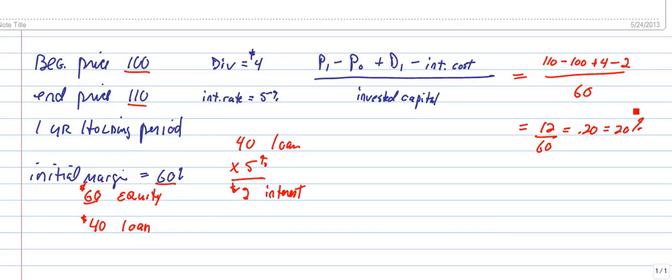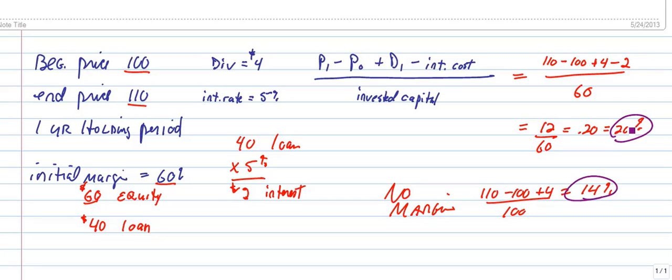Let's compare that to the previous slide. If you remember, no margin, we had 110 minus 100 plus 4 divided by 100, which gave us a 14% return. What we did was we bought this stock on margin, and because we did, the stock price increased. We had leverage, didn't we? And we were able to increase the return. We did increase the return on our invested capital from 14% to 20% through the use of margin.